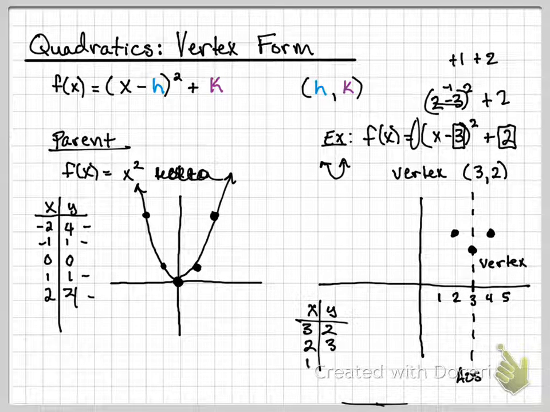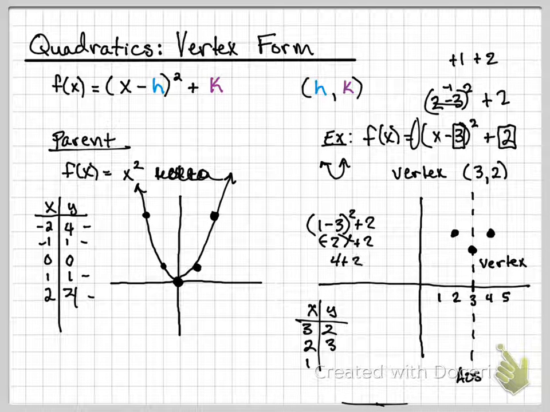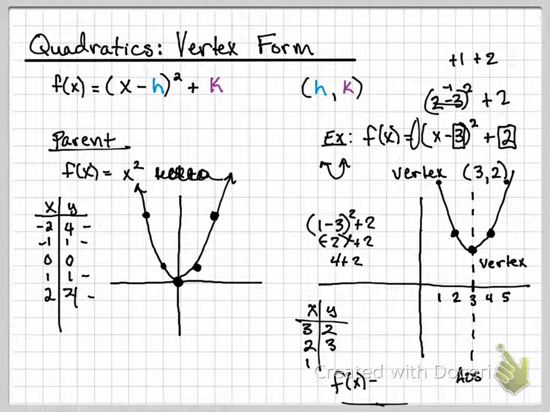Now let's check 1. If I plug 1 into my function, I get (1 minus 3) squared plus 2. Well, that's (-2) squared plus 2. That's 4 plus 2, which is going to give me 6. So 1, 2, 3, 4, 5, all the way up here at 6, I would have a point. Almost running out of room here on my graph. But the biggest thing is the way this function was written: f(x) equals (x minus 3) squared plus 2. That told me where this vertex was right out the gate.